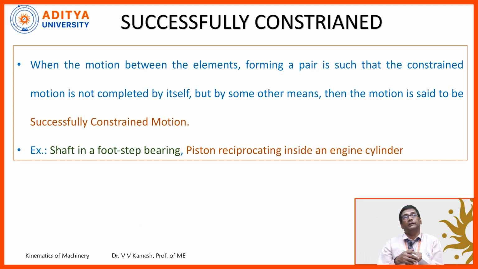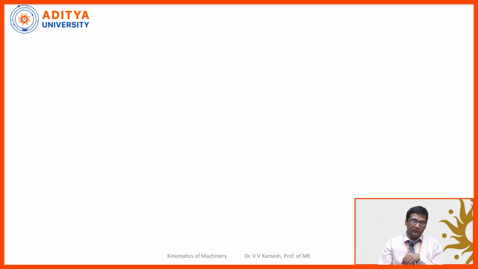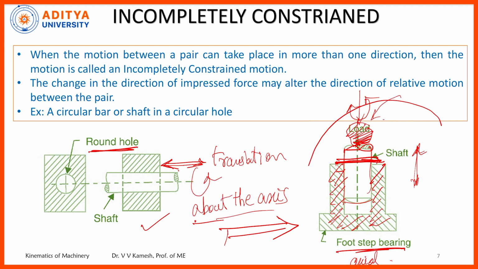Now the third one, successfully constrained. When the motion between the elements forming a pair is such that the constrained motion is not completed by itself, but by some other means, then the motion is said to be successfully constrained, right? Now you can see the earlier case is actually incompletely constrained, but you made some modification. You added some load here, so you prevented the axial movement of the shaft. So what is the output? Now the axial movement is cancelled, and you are having only rotation.